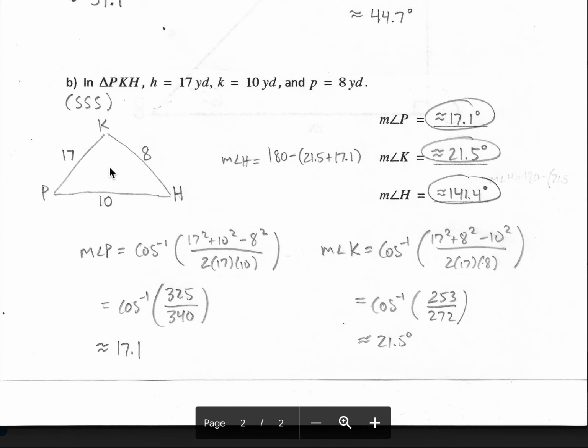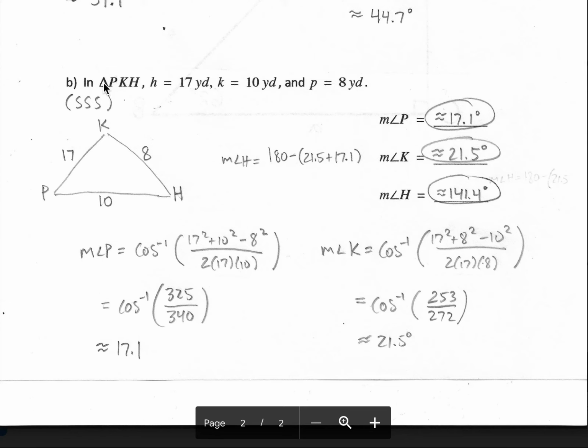Last type, we got this side, side, side. What if we're given all three side lengths? Well, we're going to have to solve for all three angle measures. And we just said that that's possible if we know all three side lengths. So it doesn't matter which one you start with. Pick one. I'm going to start by solving for angle P.